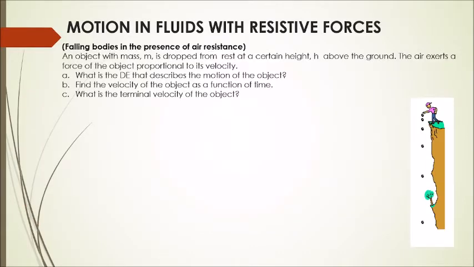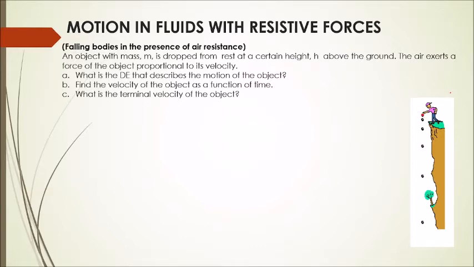Now, let's go through an example of the formula that we will be using if the problem is about free falling bodies. An object with mass m is dropped from rest at a certain height h above the ground. Let's just focus on one object that is dropped.